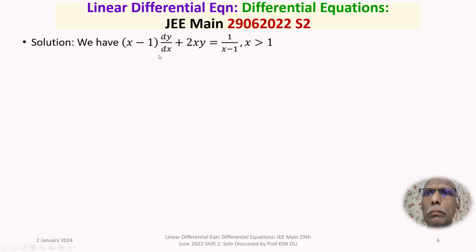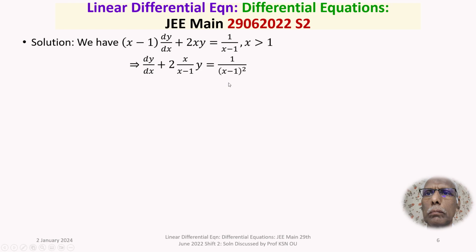Let us now discuss the solution of the problem in detail. We have this differential equation when x > 1. Since x > 1, x - 1 is not 0, therefore we can divide throughout by x - 1. Dividing this differential equation throughout by x - 1, we get dy/dx + 2x/(x - 1) y = 1/(x - 1)².